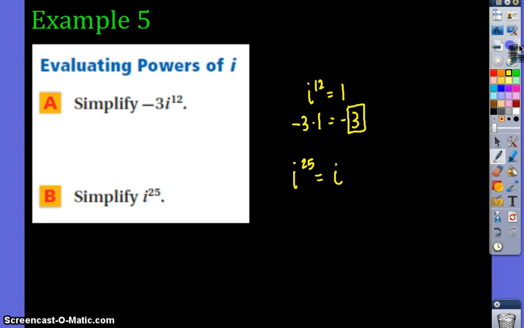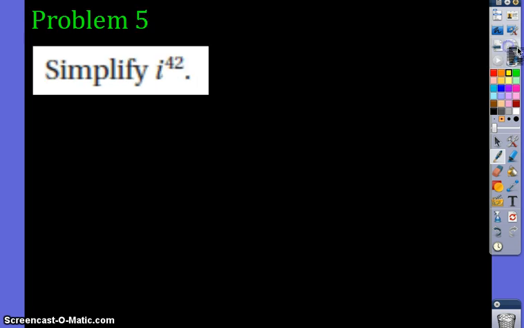So let's look here. Why don't you guys try this one and this one.